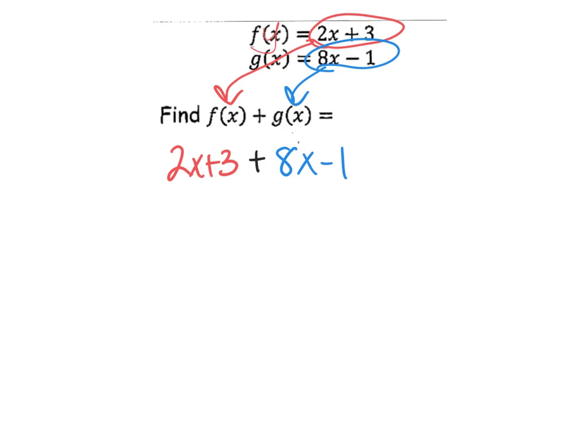So I could do this 2x and this 8x, 10x. And then I could do the 3 and the negative 1. 3 minus 1, 2. And you're done. That's all you have to do. Super easy. Super sweet.